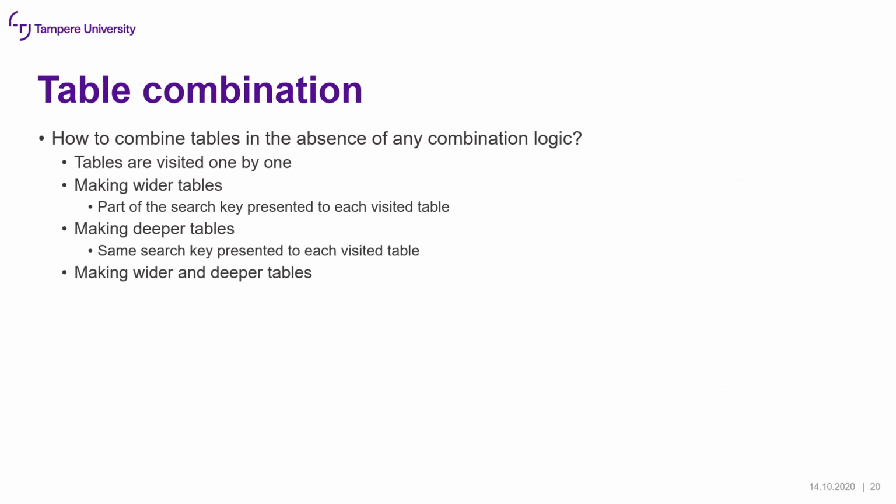So how do we combine the tables in this architecture? There is no hardware logic for that. We visit the tables one by one as the packets flow through the pipeline. If the goal is to make a wider table, part of the search key is presented to each of the visited tables, and the search results are also transferred along with the packet itself. For making deeper tables, the same search key is presented to each of the visited tables. And for making wider and deeper tables, both of these operations are done.